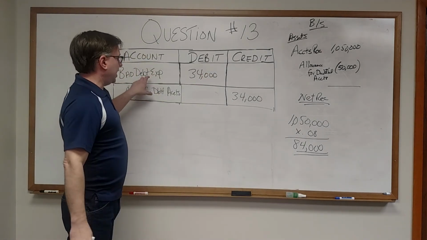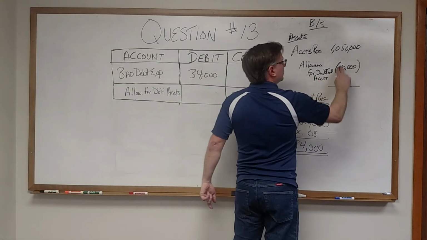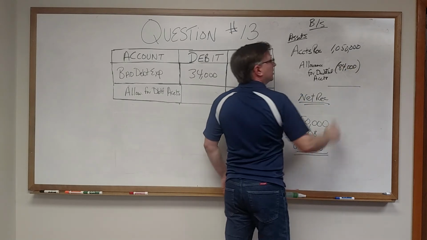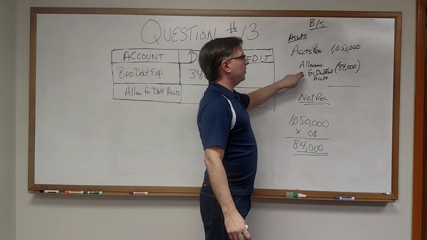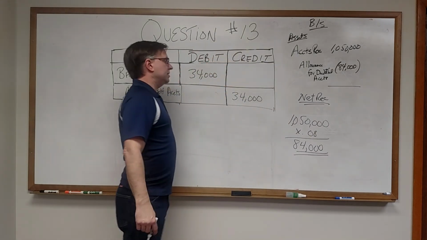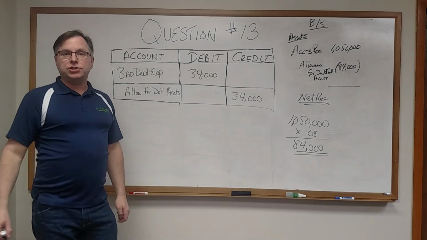And when this entry is made, we will have increased our allowance for doubtful accounts to $84,000 to better reflect what we think we will not collect on that $1,050,000 in accounts receivable. And that's the answer for question 13.